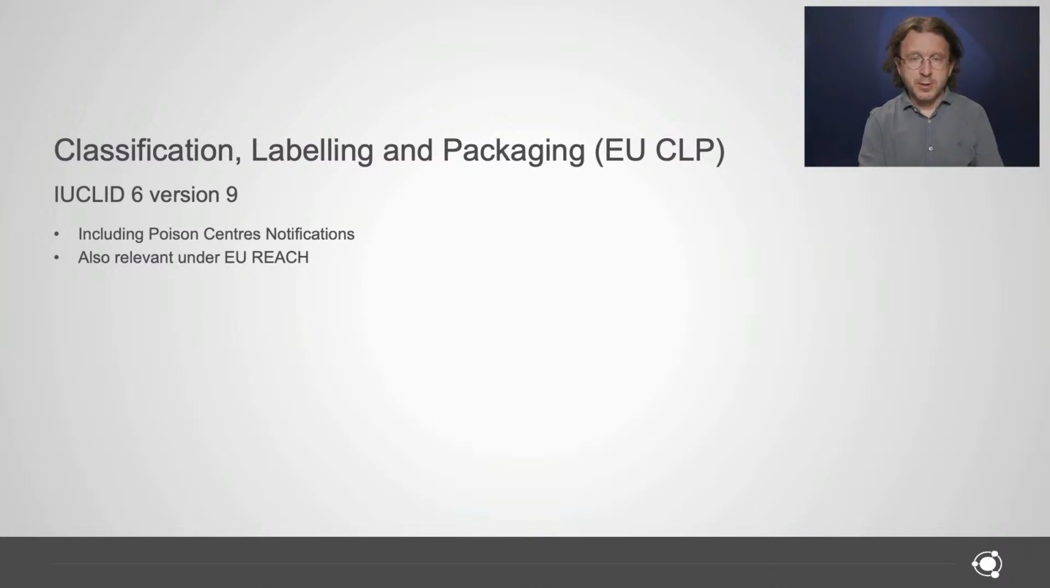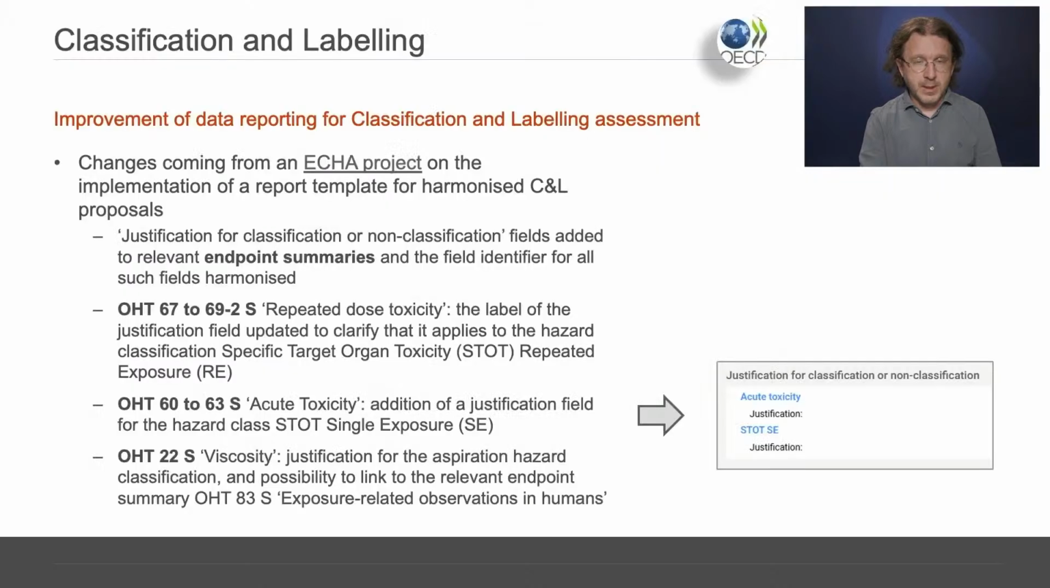Let's have a look at the changes that are relevant for the classification, labeling, and packaging, but are also relevant to the poison centers notifications and the classification and labeling information submitted under EU REACH registrations, for example. The first changes are coming from an ECHA project that we did last year on the implementation of a report template for harmonized classification and labeling proposals.